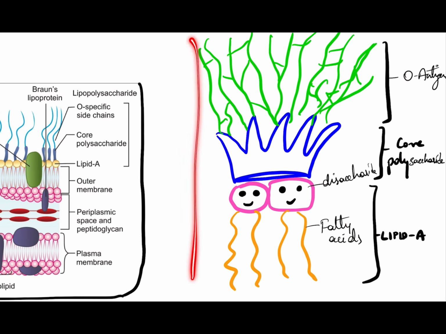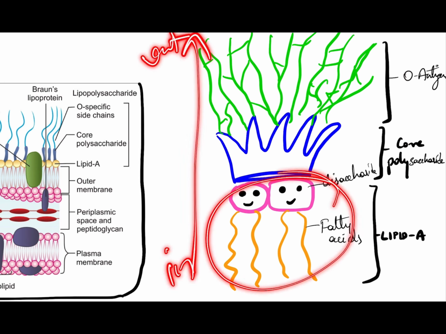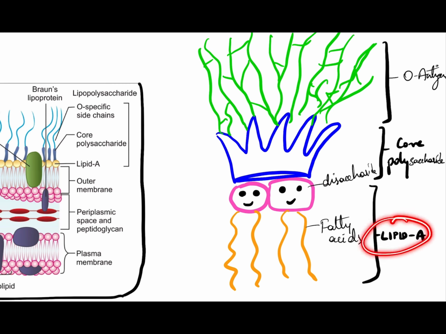From inner to outer, the innermost thing is the lipid A. Now lipid A is really important, I'll get to that again. But the second component is the core polysaccharide, and the outer one is O antigen or O polysaccharide, right?